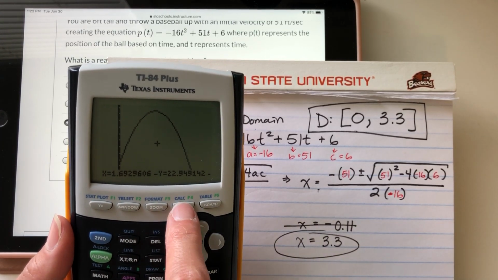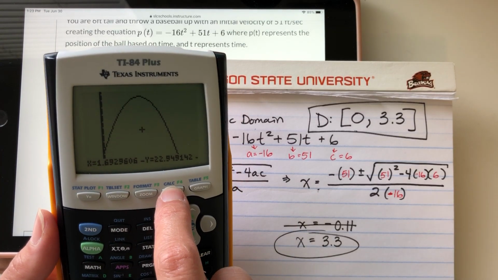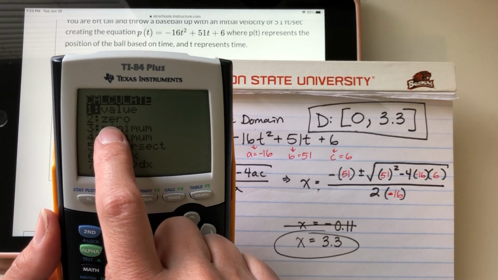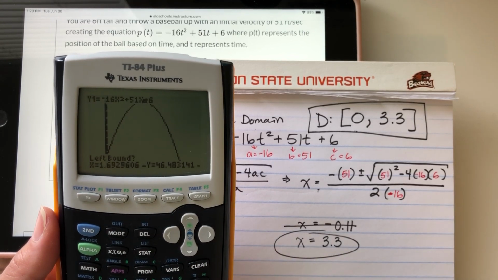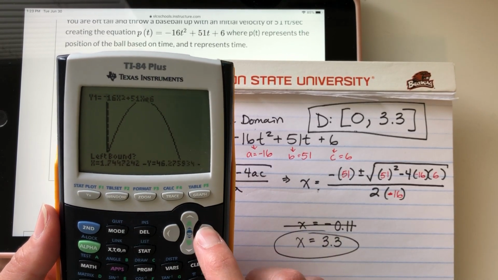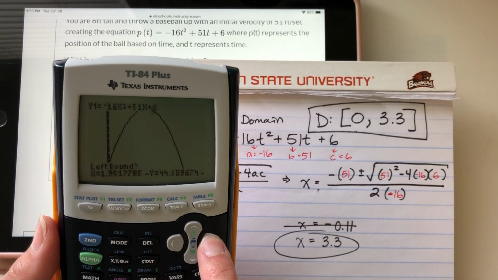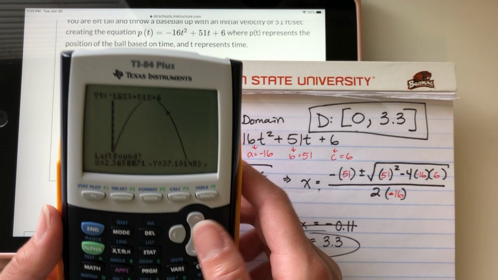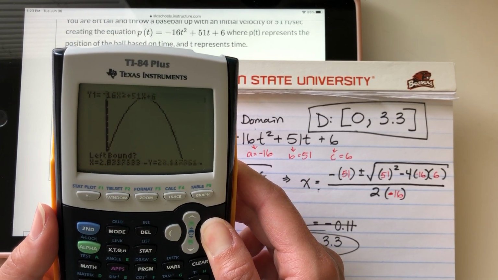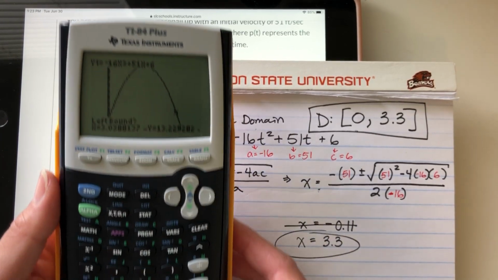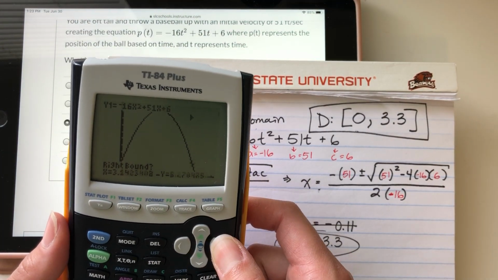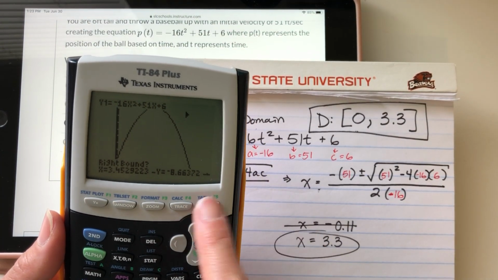So now I go to calculate. Notice that calculate is in blue. So I go second calc, and I want to find a 0. So remember, a 0 is another name for an x-intercept, and it says left bound. That means you want the flashing light, see the flashing thing, to be on the left of that x-intercept. So I'm gonna press enter. Then it says right bound. Now you want to move the flashing thing so that you're on the right of the x-intercept.